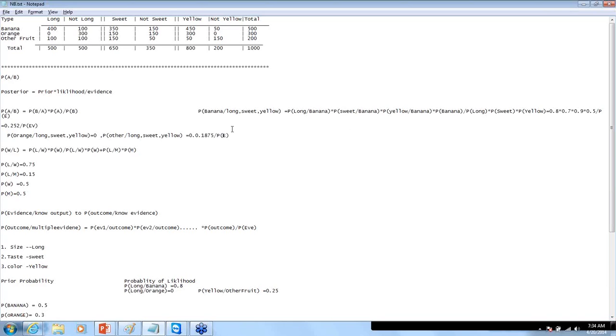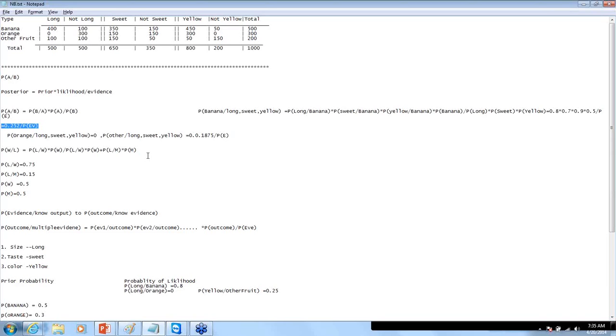So obviously, now we have the probabilities of all three outcomes. For banana it is 0.252 divided by the probability of evidence. For orange it is 0, and if we think it's another fruit, the probability is this one, 0.1875. So totally, the unknown fruit for which we gave the characteristics was classified as a banana. That's how this whole naive Bayes algorithm works, based on the Bayes theorem, the probability theorem.